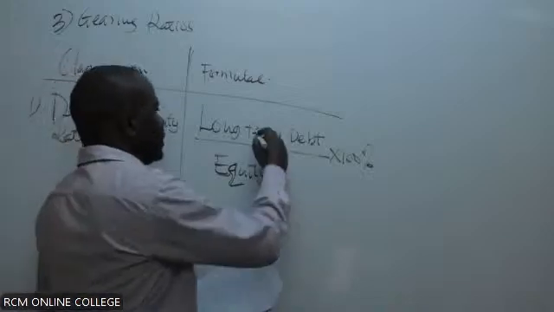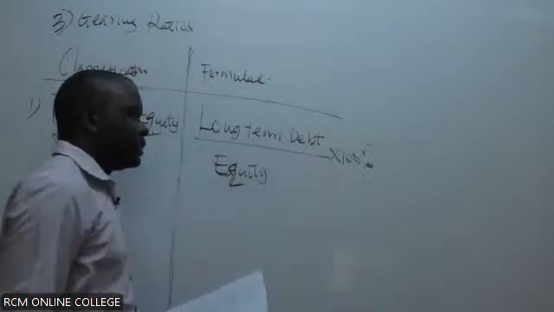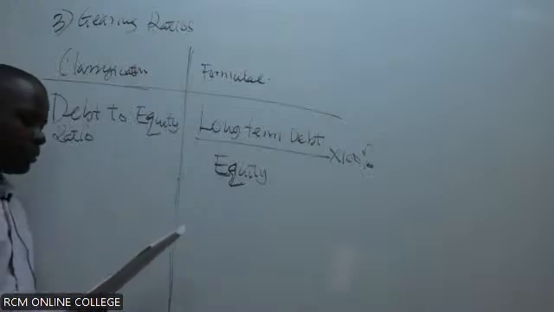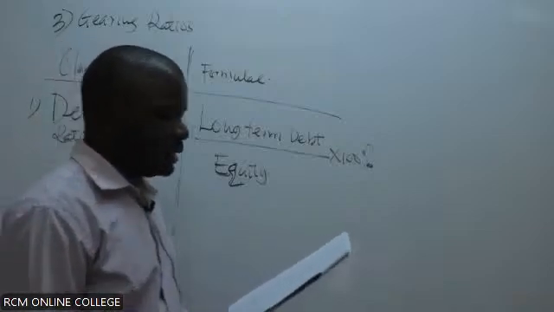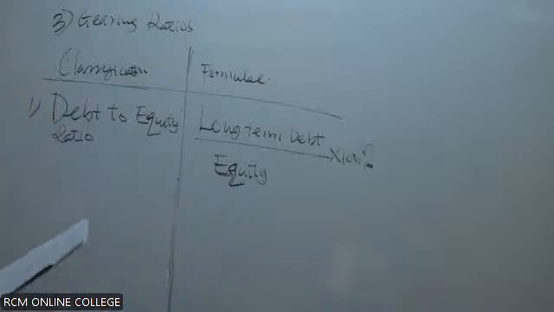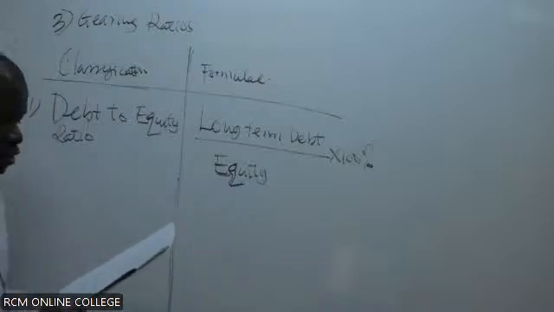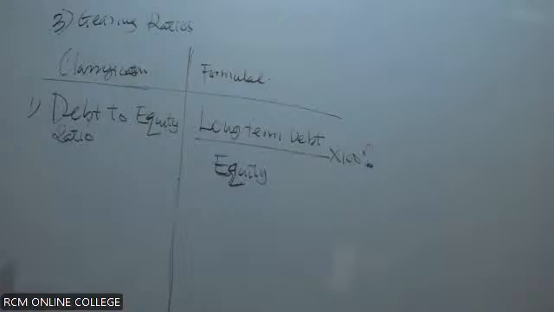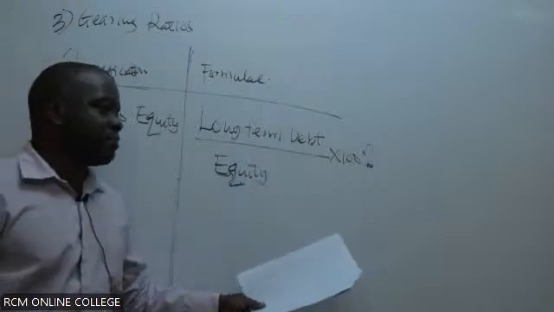So you can just briefly say it indicates the amount of long-term debt in comparison to equity investments. So that is what the debt to equity ratio does. It indicates the amount of long-term debt in comparison to equity investments in the company.